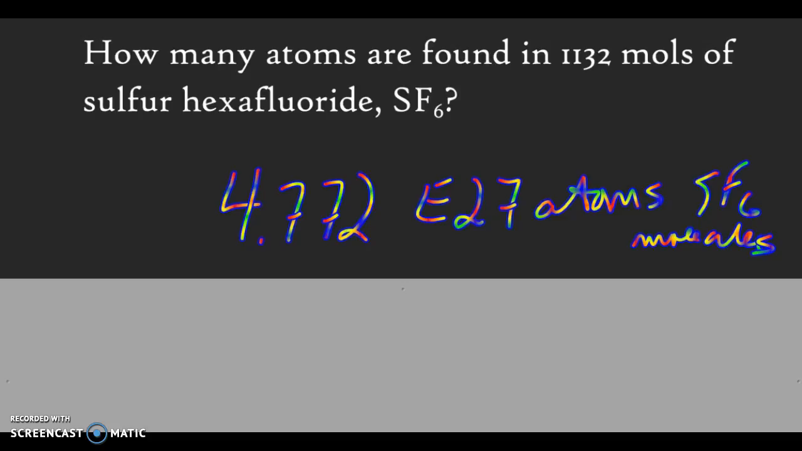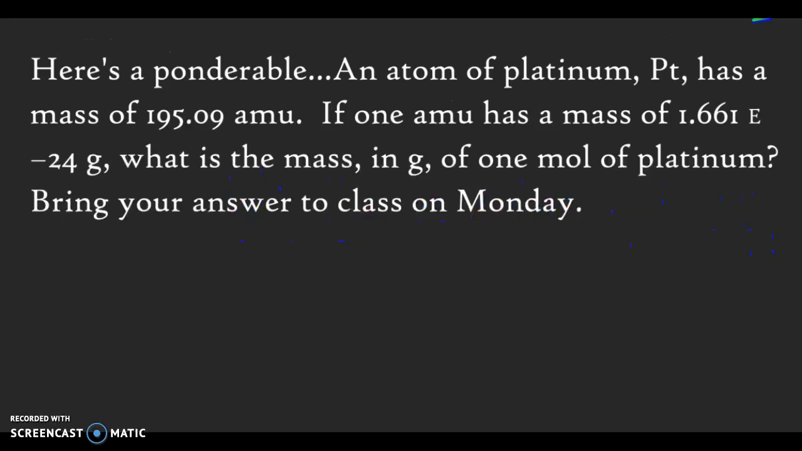All right, I got one more for you. And we're not going to answer this one until we get to school on Monday. This is a bit of a snapper. All right, so check this out. Here's a ponderable. An atom of platinum has a mass of 195.09 AMUs. Now, 1 AMU has a mass of 1.661 times 10 to the negative 24th grams. What is the mass in grams of 1 mole of platinum? Bring your answer to class on Monday.